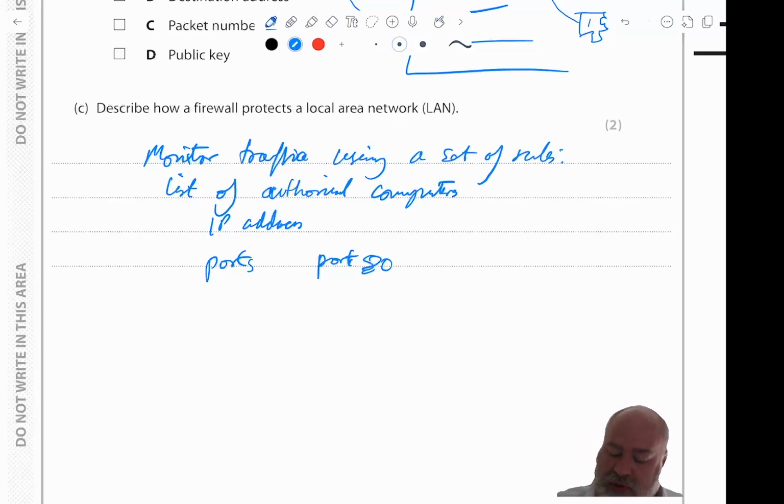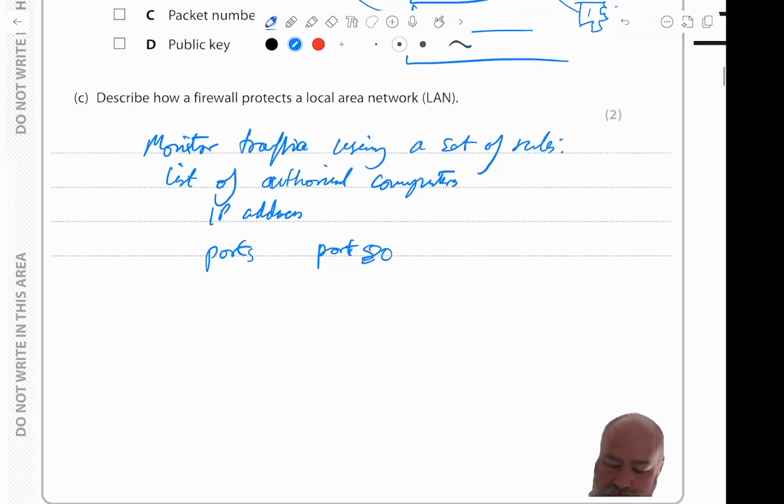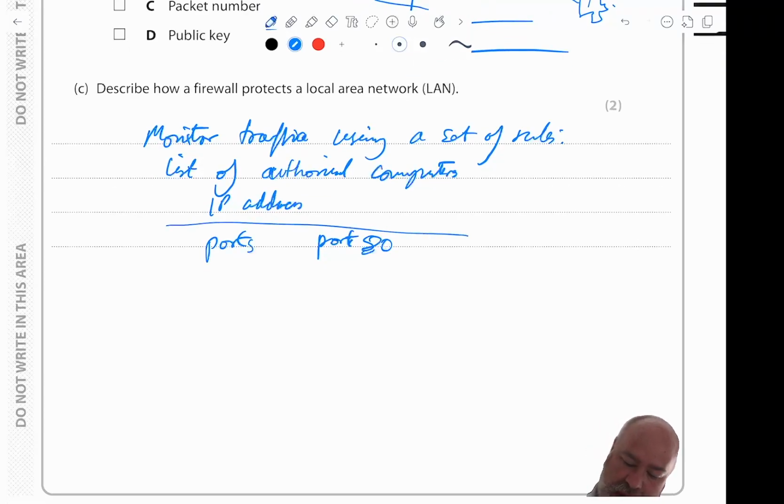Port 80 is for web traffic. You can turn that on and off. For example, if you didn't want the web server to access the internet website, any sort of World Wide Web protocol, HTTP. But these are the safest options there.